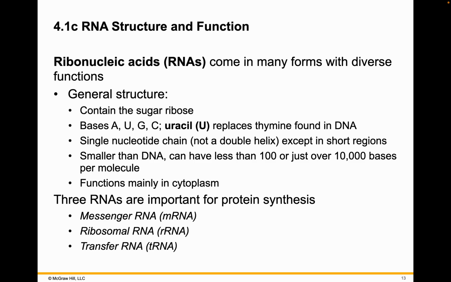Ribonucleic acids, the other form of nucleic acid, come in several different forms. Their general structure is they have a sugar, in this case ribose, which does have the oxygen that deoxyribose is missing. In RNA, the bases are going to be A, U, G, and C, because uracil replaces thymine. They have a single nucleotide chain, not a double helix, except for short regions.